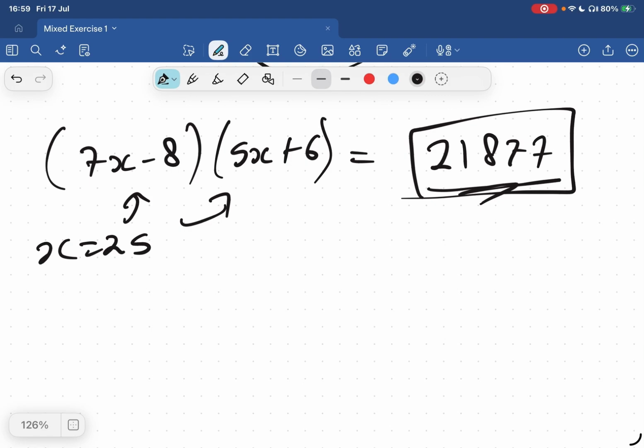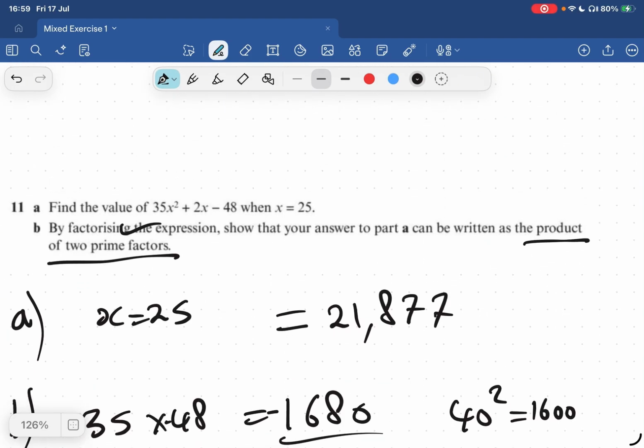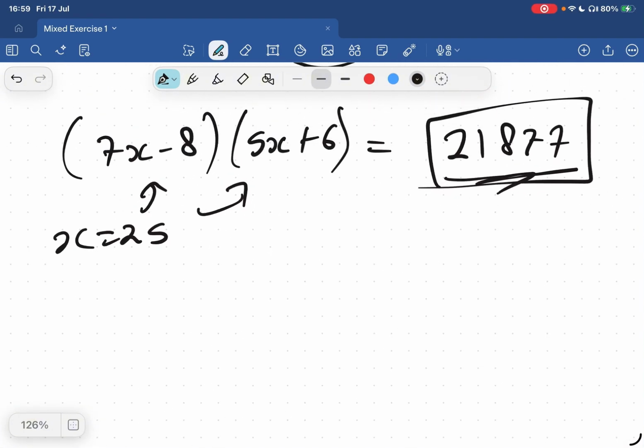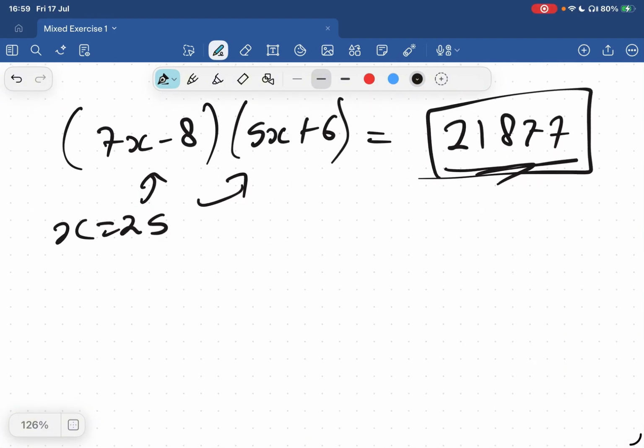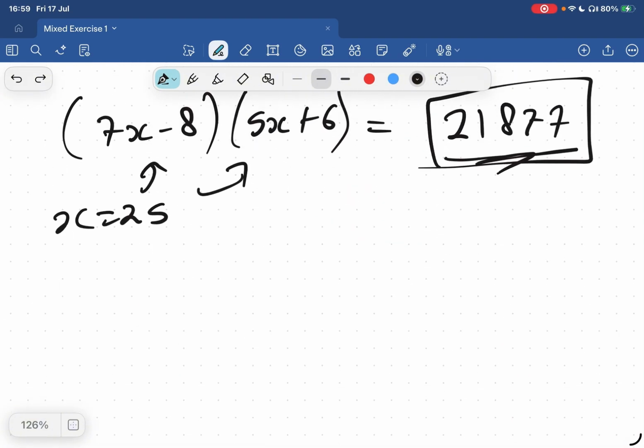They've told you this is the method that you need. But how can I convince you that this shows two numbers that can be written as a product of two prime factors? Why is 7 times 25 take away 8 prime, and why is 5 times 25 plus 6 prime? Why are these two prime? They're going to have to be prime, because you're showing something. So let's just sub in, see what you get.